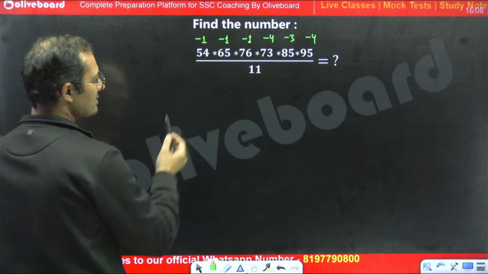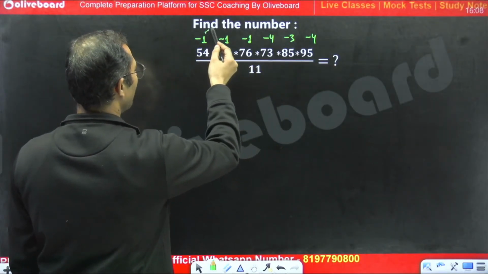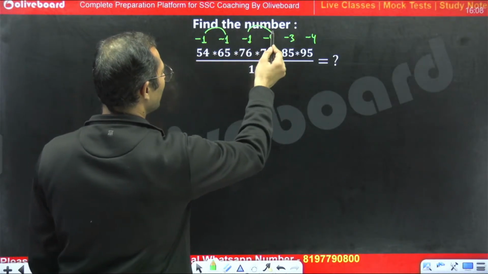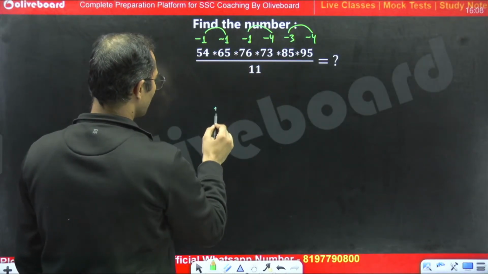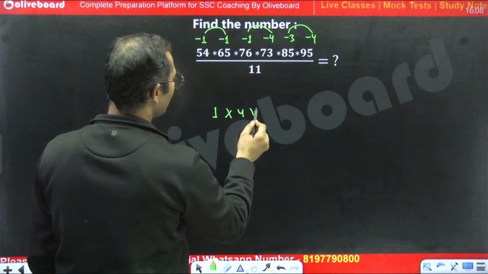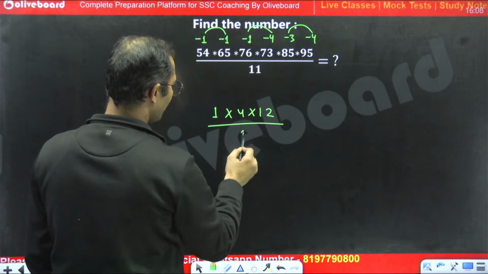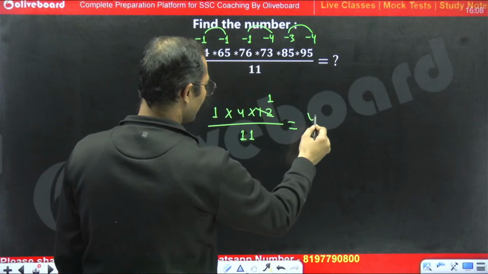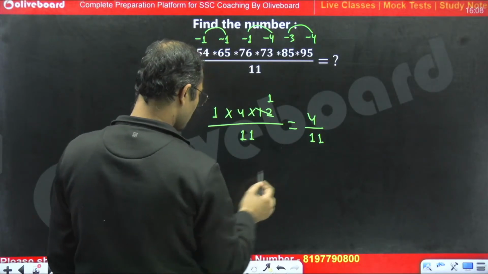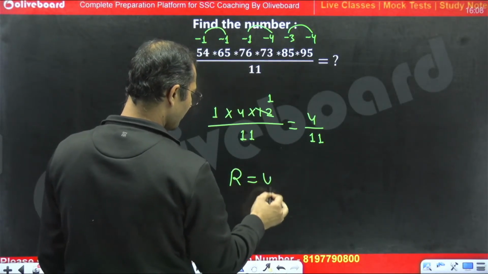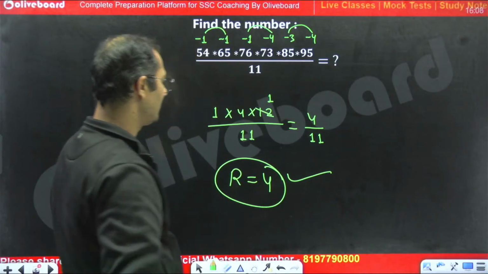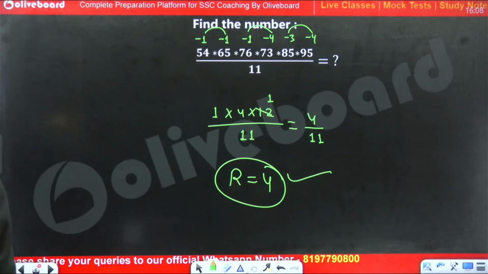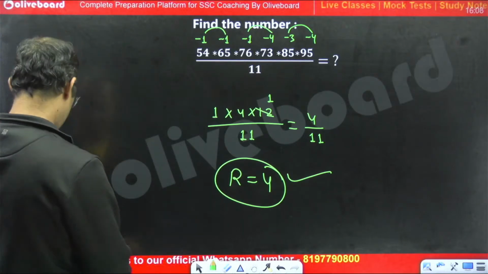All are attached with the multiply sign, so just multiply. Minus into minus is plus, minus into minus is plus, minus into minus is plus. So I will get 1 into 4 into 12 divided by 11, right? So further divide, here the remainder is 1, so I will get 4 by 11. So simply we can say that the remainder of the given expression is 4, okay?